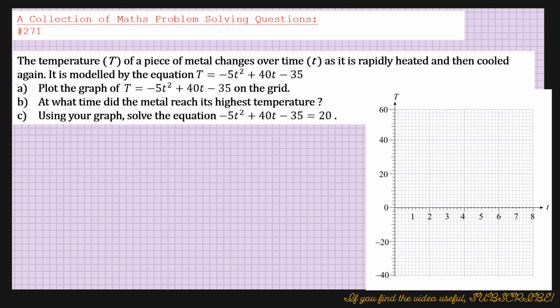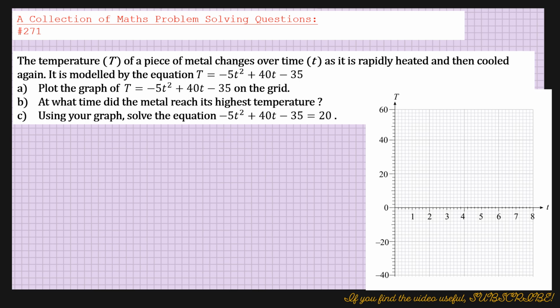The temperature T of a piece of metal changes over time t as it is rapidly heated and then cooled again. It is modeled by the equation T equals minus 5t squared plus 40t minus 35. First we have to plot the graph of the equation on the grid, then find at what time the metal reaches its highest temperature, and using the graph solve the equation minus 5t squared plus 40t minus 35 equals 20.